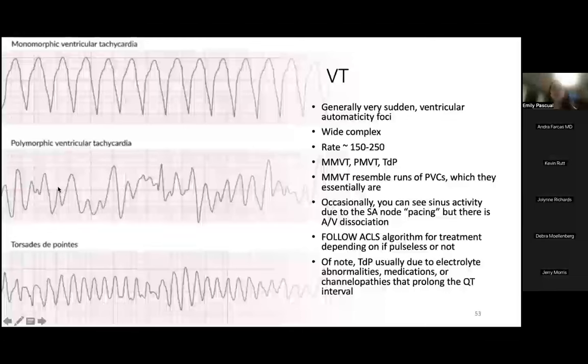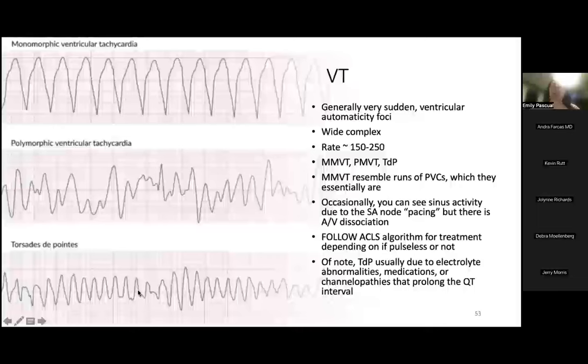Polymorphic VT, again, you'll see these changes in morphology. Occasionally, you can still see P waves. The sinus node may still be working, but there's no association between the atrium and the ventricle, meaning there's no pattern. Obviously, for this, you're going to follow ACLS or BLS if they're pulseless.